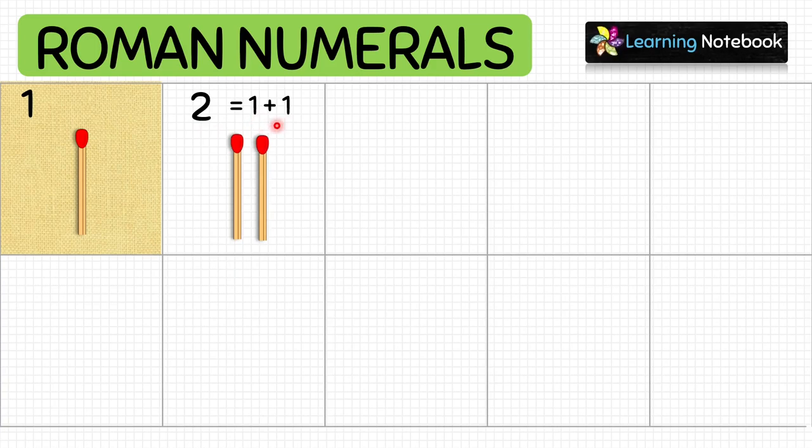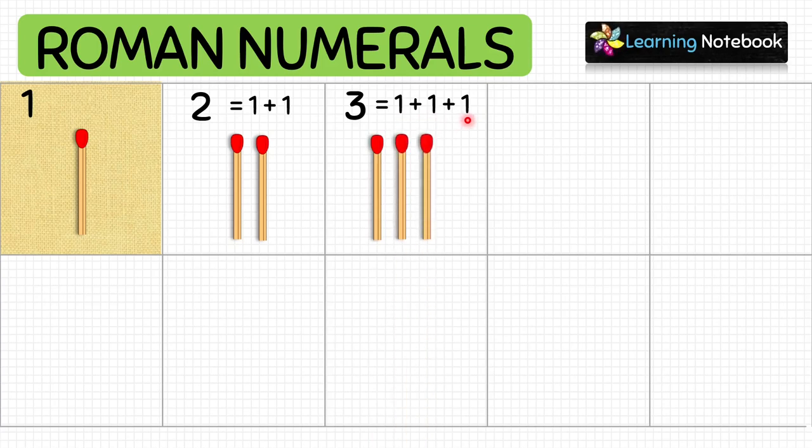Now next is number 3. 3 can be written as 1 plus 1 plus 1. So its Roman numeral will be III. So we have pasted three matchsticks vertically here.